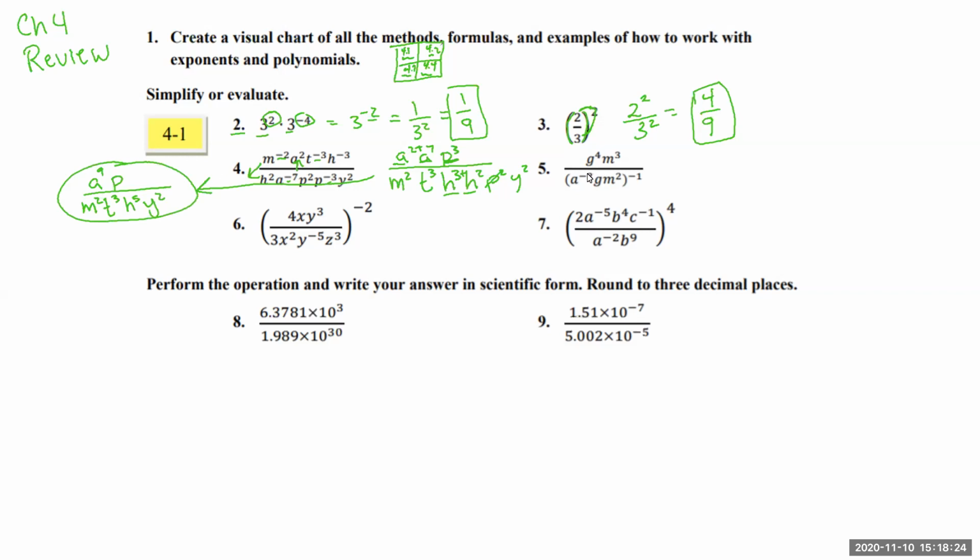Going on to number 5, again, we're going to start simplifying by bringing this -1 exponent to all the terms inside the parentheses here. So on top stays the same, it's just going to be g^4, m^3, and then on the bottom, we're going to have -2 times -1, which is going to be 2, so a^2.